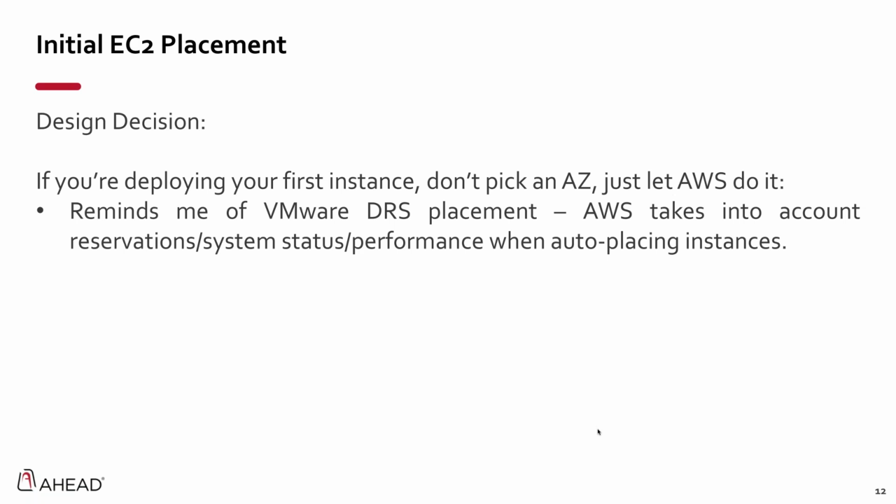EC2 placement. Clearly, this goes out the window after you start designing for high availability within different availability zones. Clearly, if you're going to pick one AZ, you're going to have a different AZ for your second web server, right? So just one thing to consider. But as far as initial placement goes, just have it in your mind that if you're going to just deploy one thing, let Amazon pick, because their scheduling algorithm is smarter than you are.